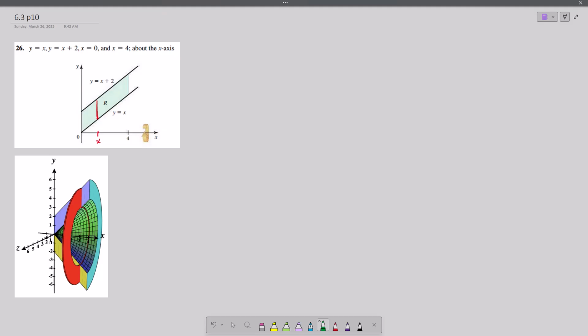All right, so the outer radius is going to be the distance to the further function. The inner radius will be the distance to the closer function from the axis that we're rotating about. So the area of a washer is going to be pi multiplied by the outer radius squared minus the inner radius squared. That's our basic geometry. Big circle minus little circle.